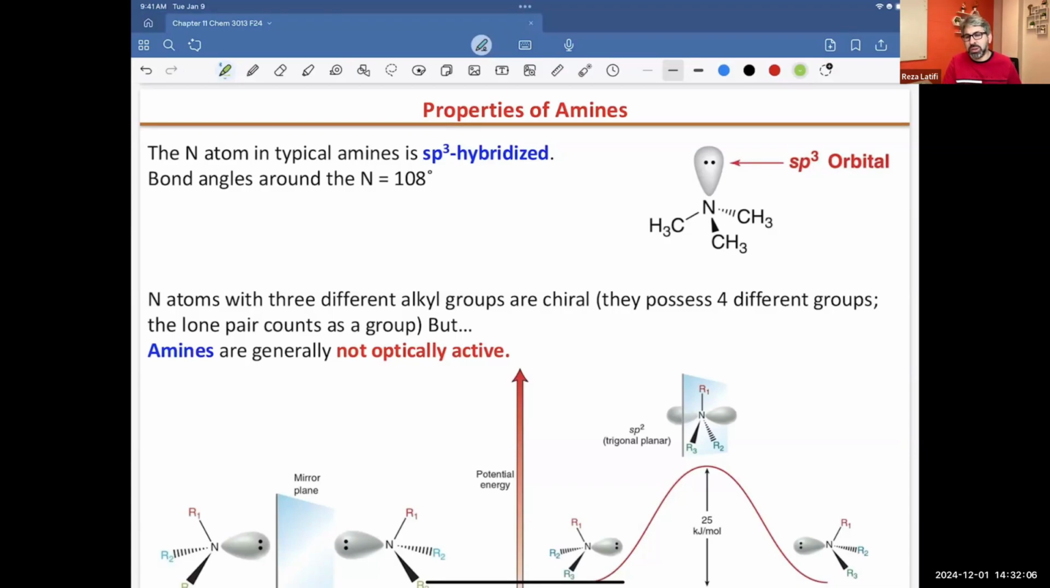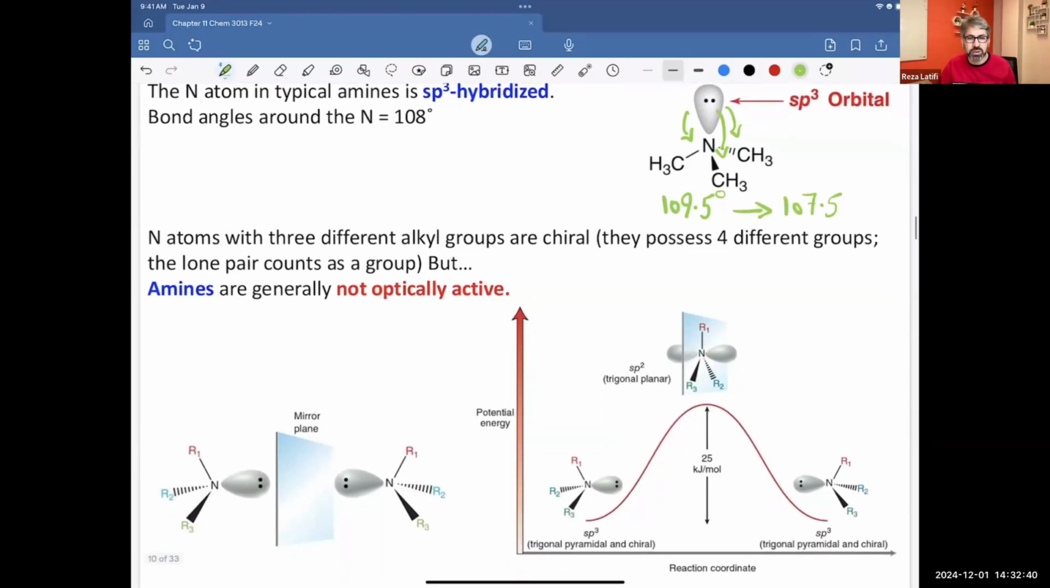If you're dealing with primary, secondary, or tertiary amines, there will be a nitrogen with a lone pair. That lone pair applies a steric effect that pushes the bonding pairs and forces them to get closer to each other. As a result, the bond angle for a tetrahedral geometry goes down from 109 to 107.5, or you can say 108.